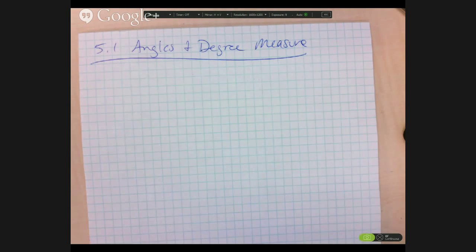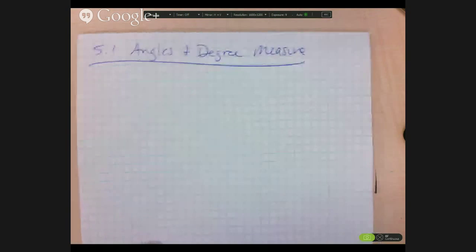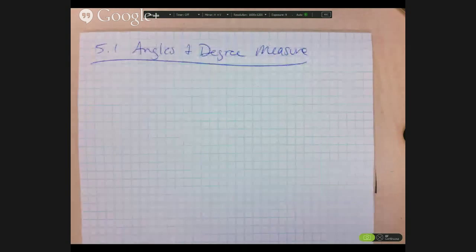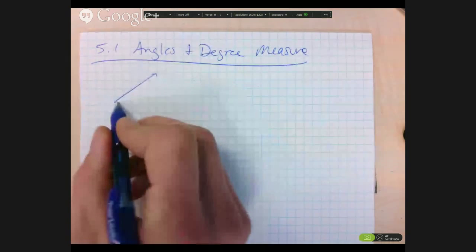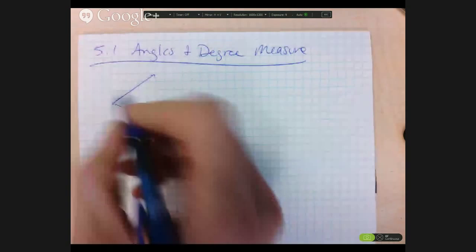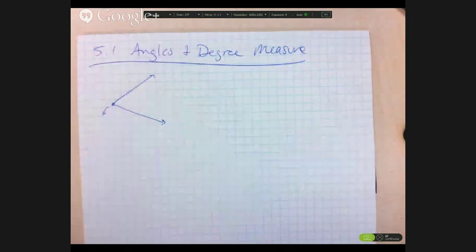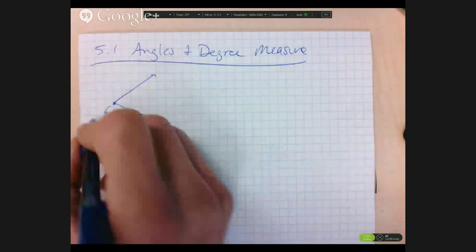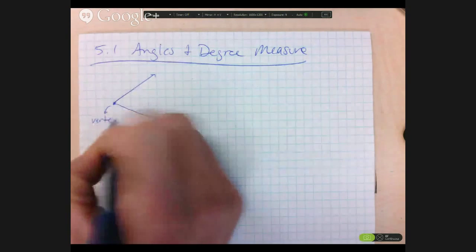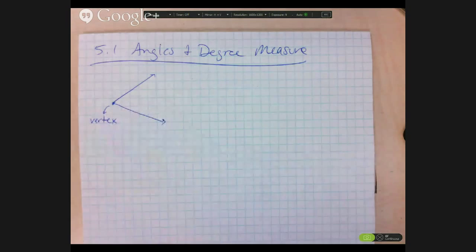Okay, angles and degree measure 5.1. You guys know what an angle is, right? This is a vocabulary term. What's that called? Vertex. Okay, vertex, not vortex. Oh, the origin. Not a bad guess, actually, but we use that for something else.